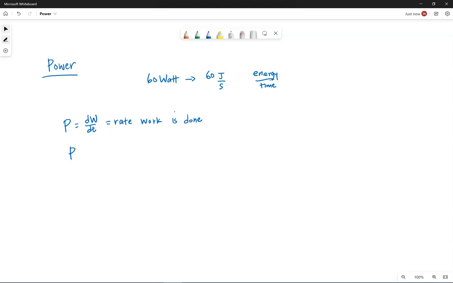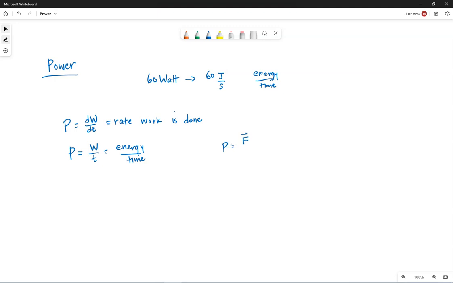So power, technically it's the derivative of work with respect to time, but we can just simplify it in general to think of it as work or even just energy per time. The energy put into a system, energy taken out of a system, the energy usage per time is what we're looking at.